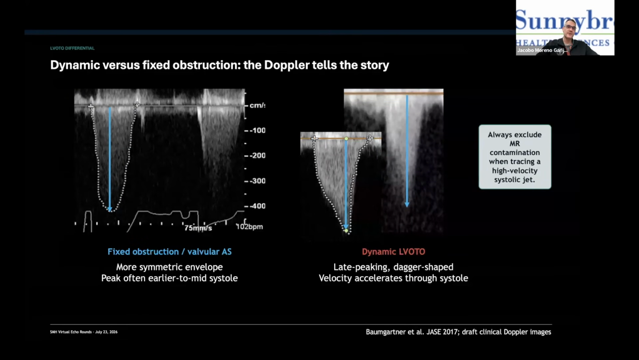But then when you have something completely different, right? You have a late peaking, dagger shape, shark tooth, velocity accelerates through systole, and then at the end you have this. When you have those types of Doppler spectrums, that's when we need to look for LVOT obstruction. Always remember when we are doing this to exclude MR contamination when tracing a high velocity systolic jet.